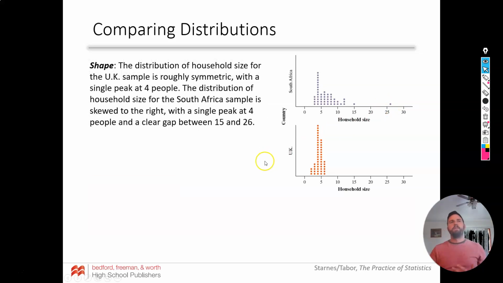So let's try this. Shape. We're comparing these two sets of data. We're looking at UK household size and South Africa household size, right?